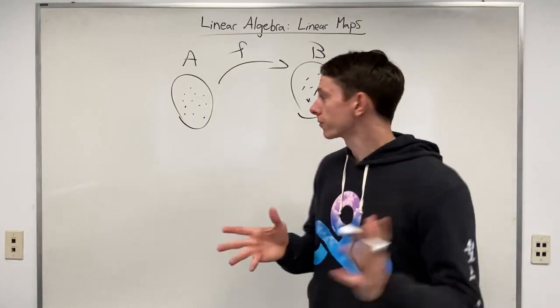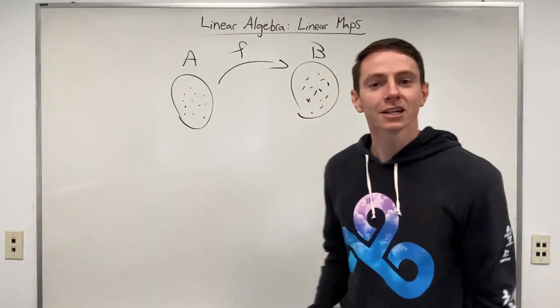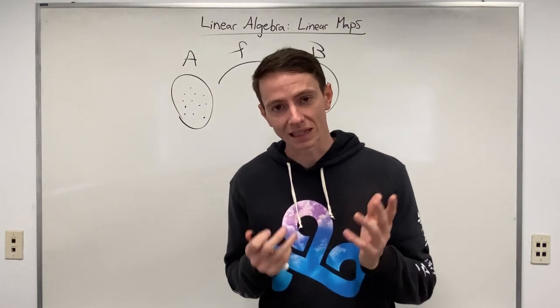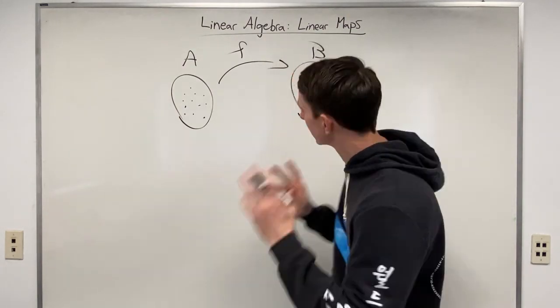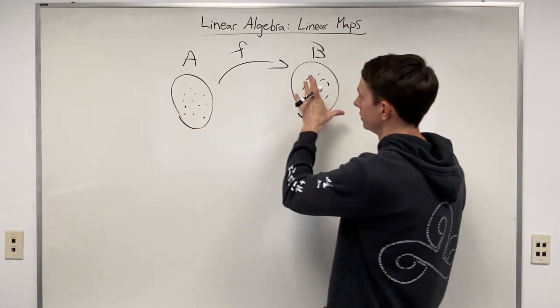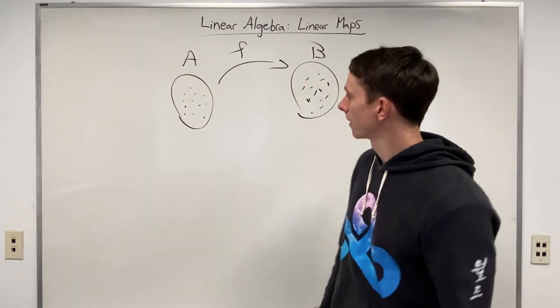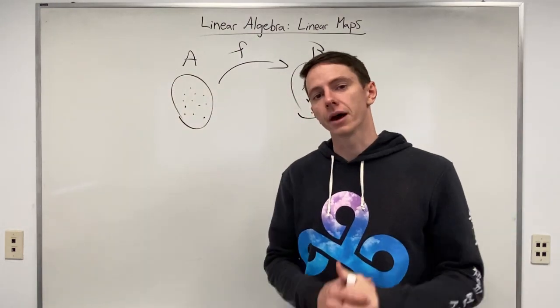What I'm going to do first is erase just this, and first write out what the definition of a linear map is. What is a linear function going from one domain into a codomain? Okay, so I'm going to do that now, and then we're going to go through that together.